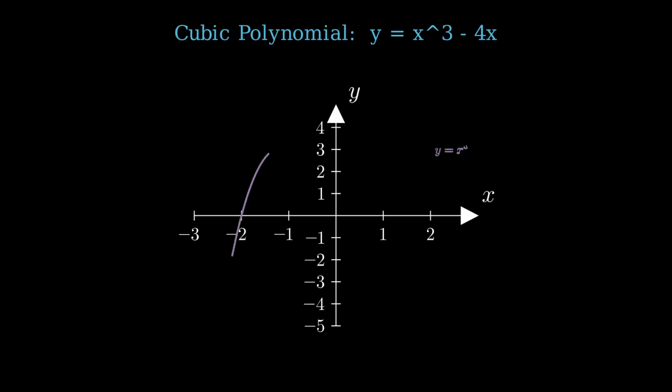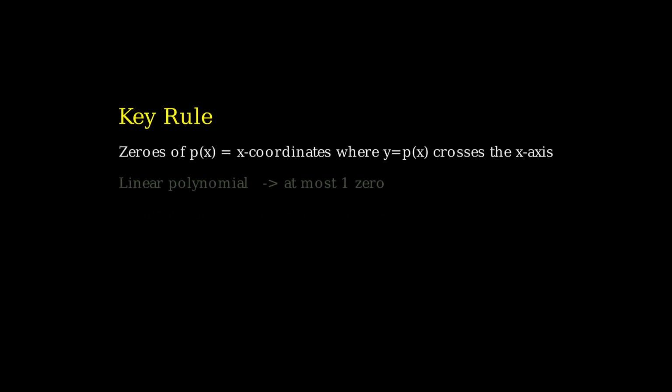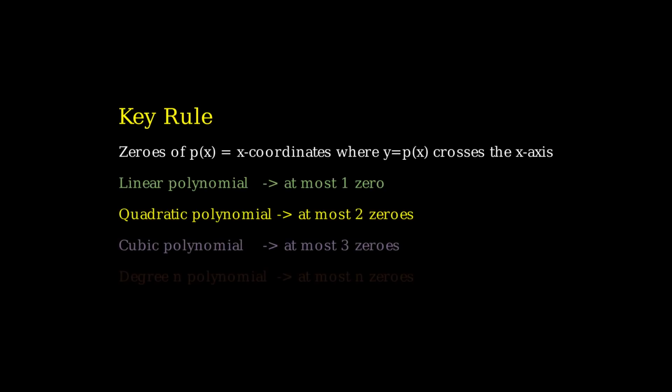Finally, consider a cubic polynomial such as y equals x cubed minus 4x. Its graph is an S-shaped curve and it can cross the x-axis at up to 3 points. In this example, it crosses at x equals -2, x equals 0, and x equals +2, giving 3 zeros. The universal rule is this: the zeros of any polynomial p of x are exactly the x-coordinates of the points where its graph touches or crosses the x-axis. A polynomial of degree n has at most n zeros.